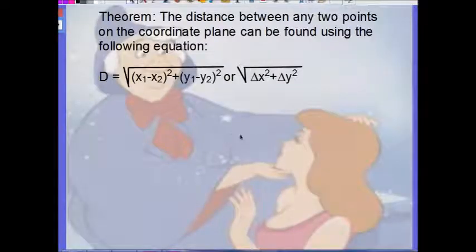So our distance formula theorem says that the distance between any 2 points on the coordinate plane can be found using the following equation. The distance equals the square root of x1 minus x2 squared plus y1 minus y2 squared, or delta x squared, which means change in x squared or subtraction, plus delta y squared.